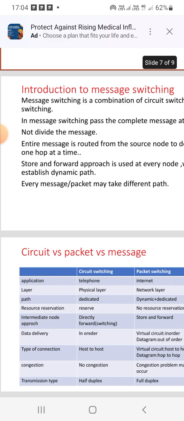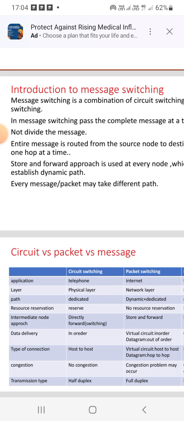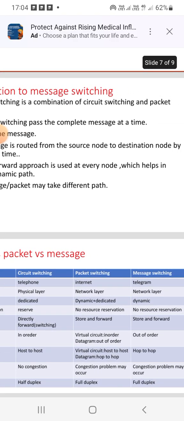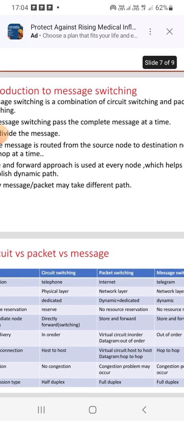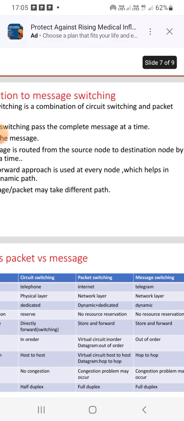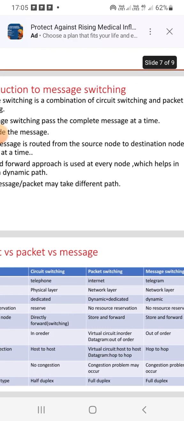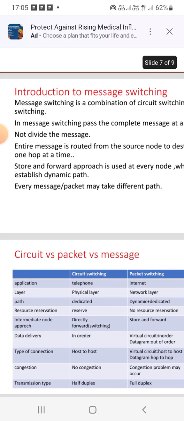Circuit versus packet versus message switching. The application of circuit switching is the telephone network, packet switching is the internet, and message switching is telegram software. In previous years, telegram was used. By layer, circuit switching is done at the physical layer, packet switching at the network layer, and message switching also at the network layer.